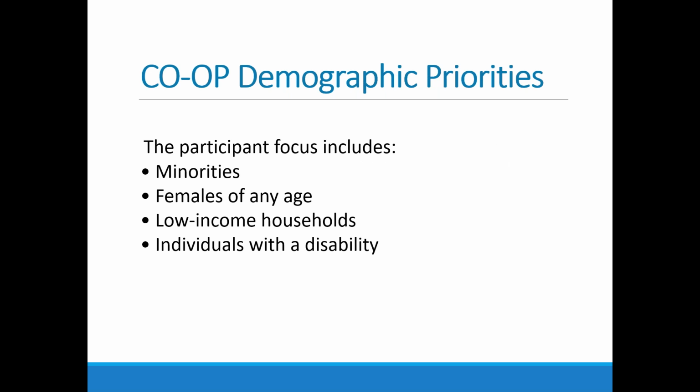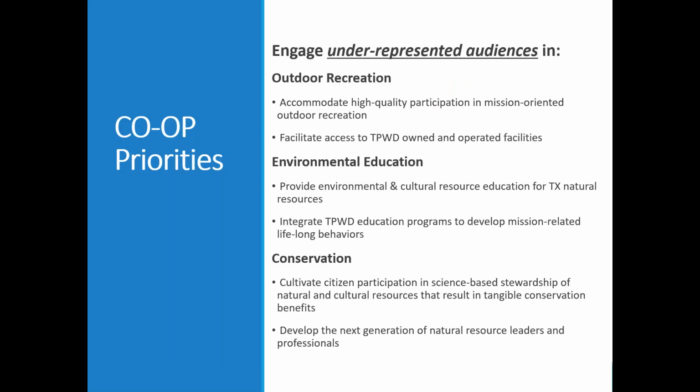So as we mentioned, we are very specifically looking for serving underrepresented populations. The co-op grant program prioritizes direct connections between participants of grant-funded programs and TPWD sites, programs, and staff. You'll hear me repeat that a lot. Specifically for the co-op grant, the participant focus includes minorities, females of any age, low-income households, and or individuals with a disability. As mentioned, this is also included on page 3 of the program guidance.